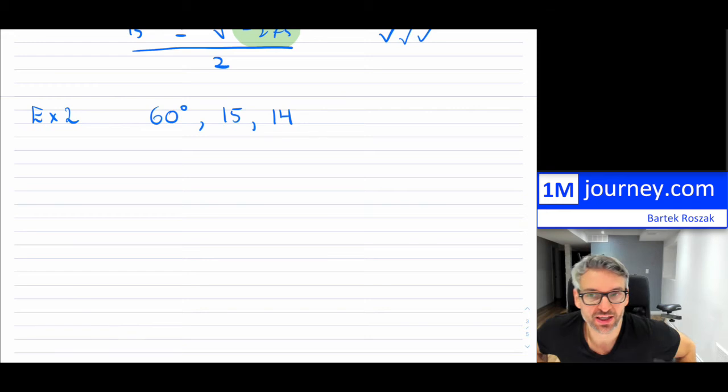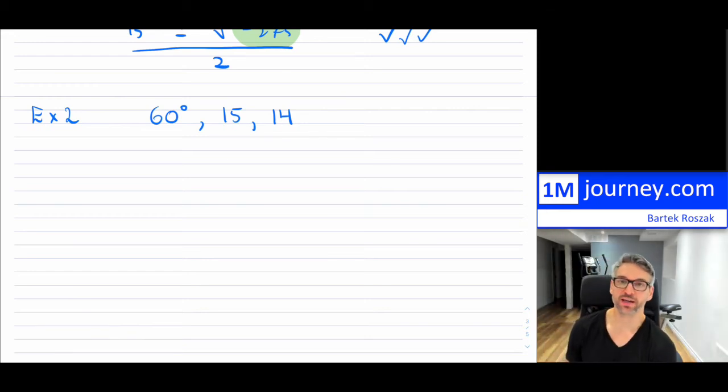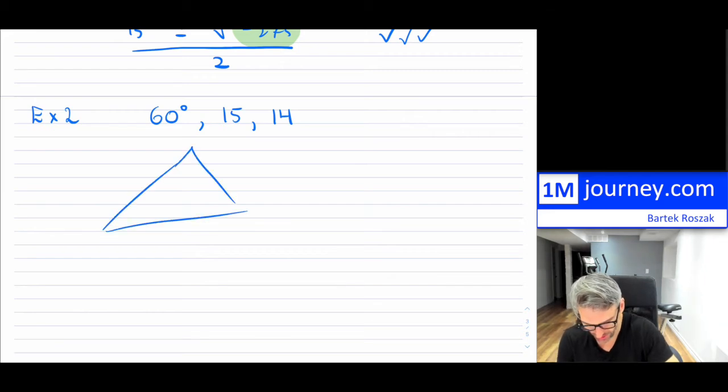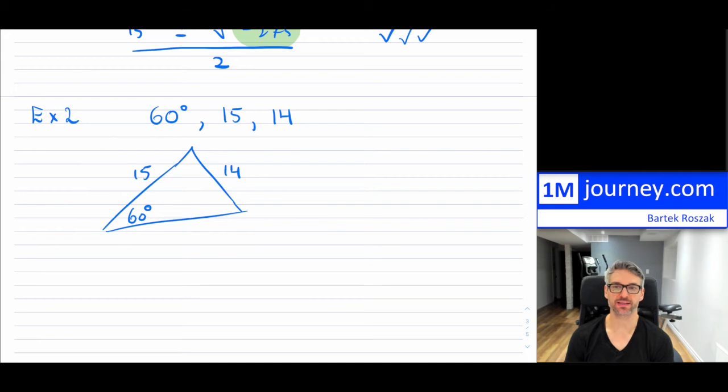So I'm still going to stick with 60 degrees. But now notice, my side is still 15, but then I've increased my other side to 14. Now, what's going to happen in this case? So again, you can draw this out for yourself. This is 60, so angle, side, and side. And now what will happen in this case?